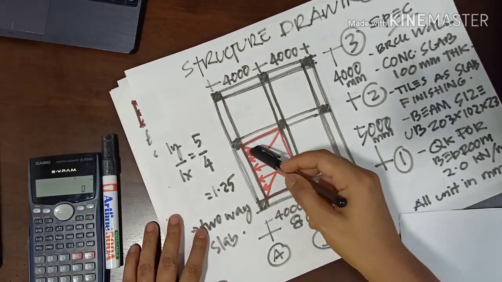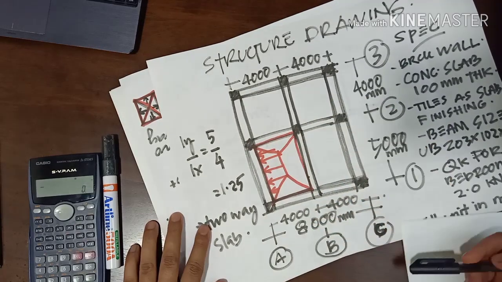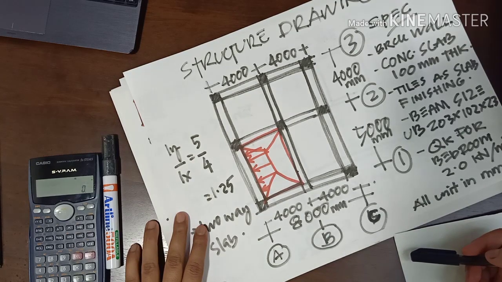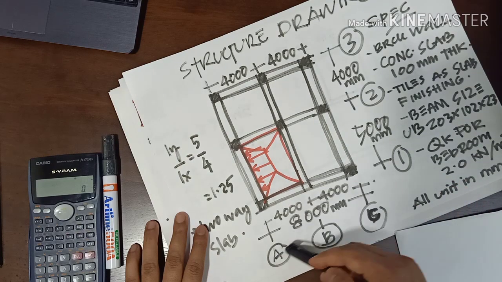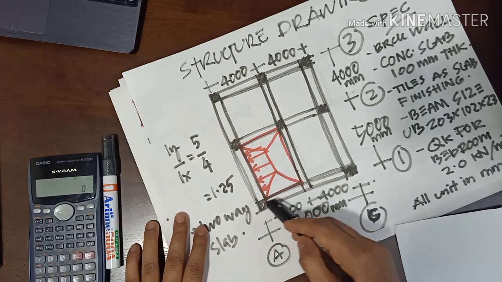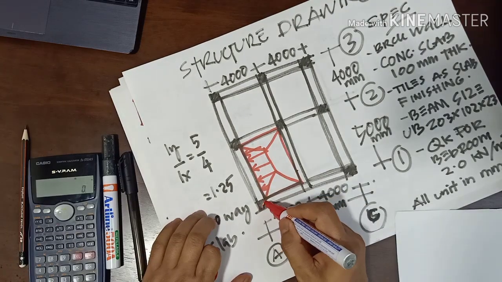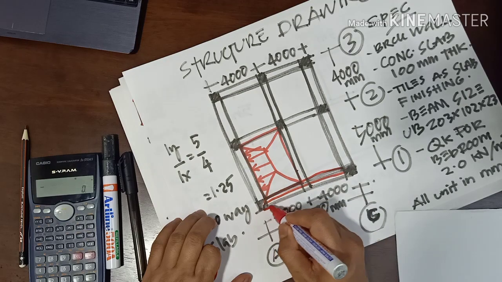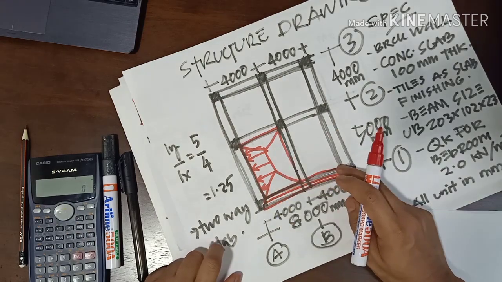Okay guys, just now we calculated the loads acting on beam A12. What will happen if we are assigned to calculate the load on beam 1AC? So this will be the beam that we should calculate.